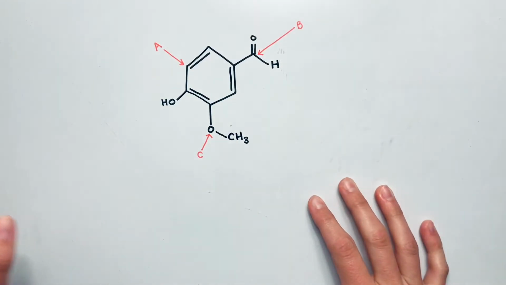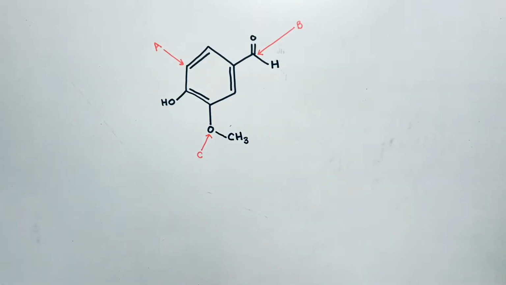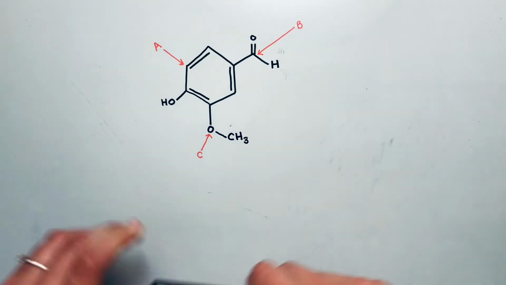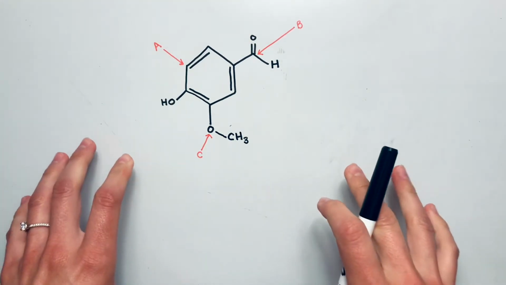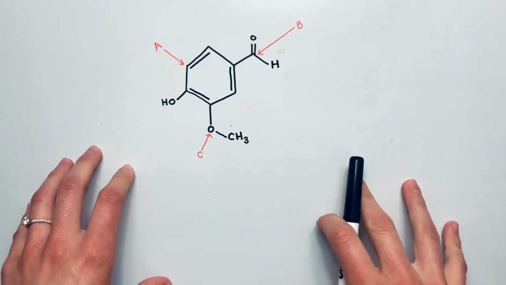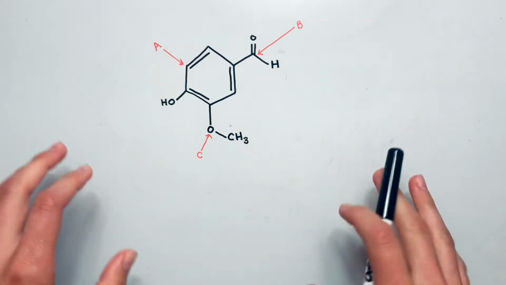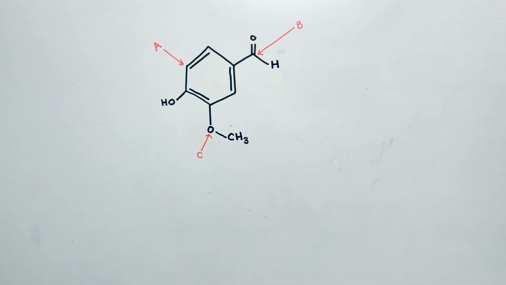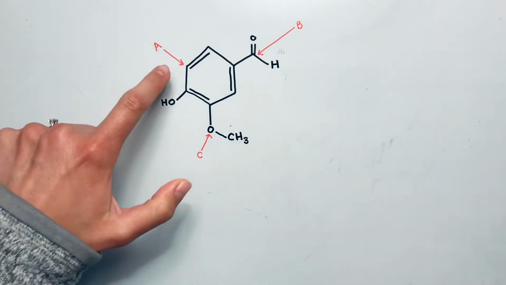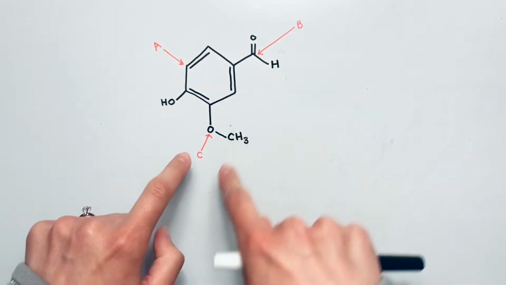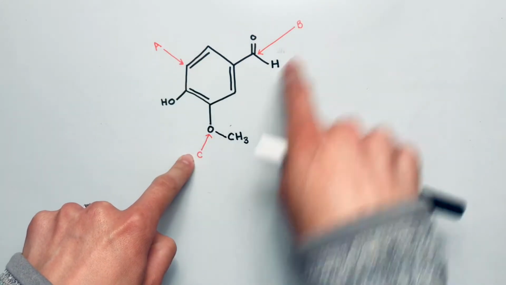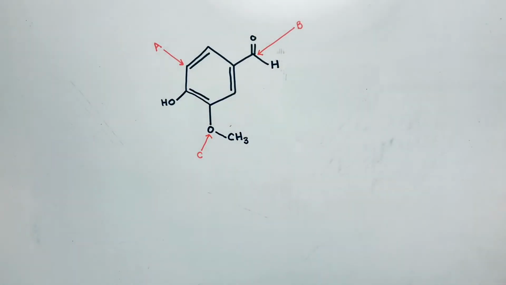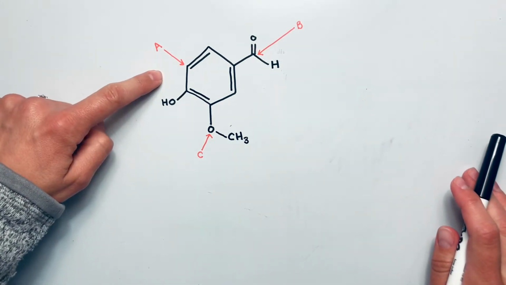Okay, if you've ever smelt vanilla, and I'm sure everyone has because you're human, what you're smelling is this compound called vanillin, and this is it. This is the compound. So with this one, we're going to answer a few questions. All right, first question. Carbon A, carbon B, and this is going to be oxygen C.